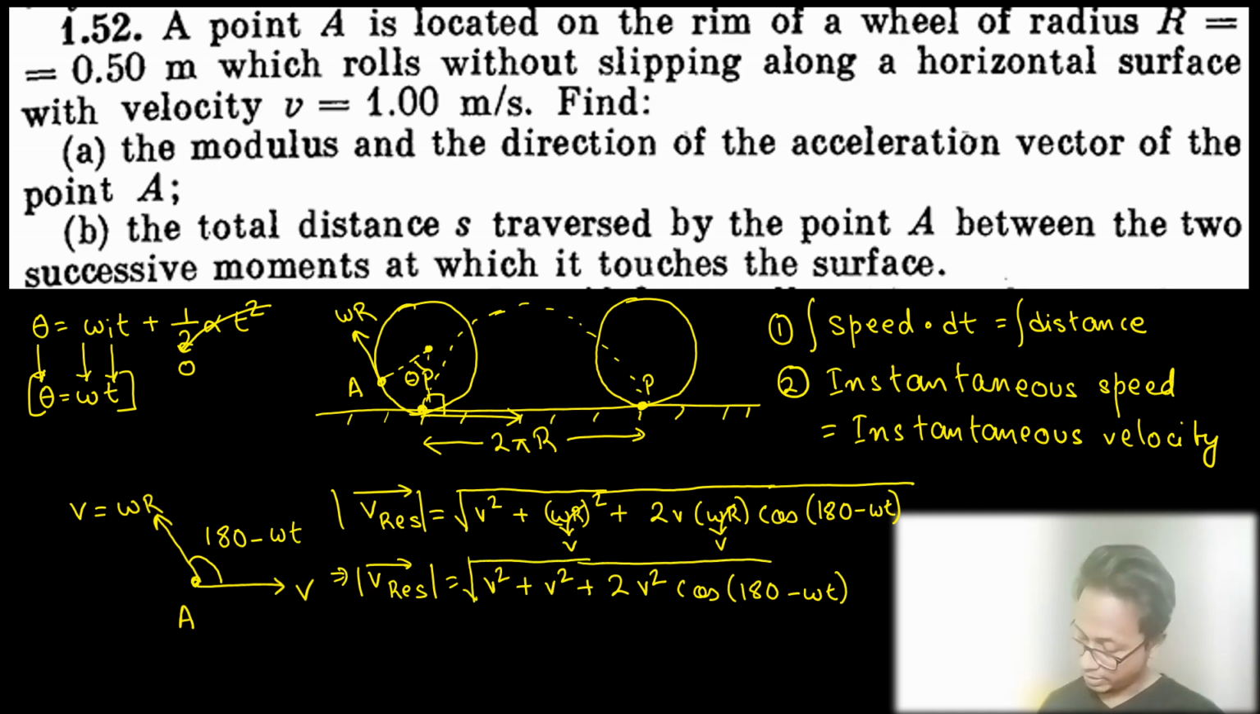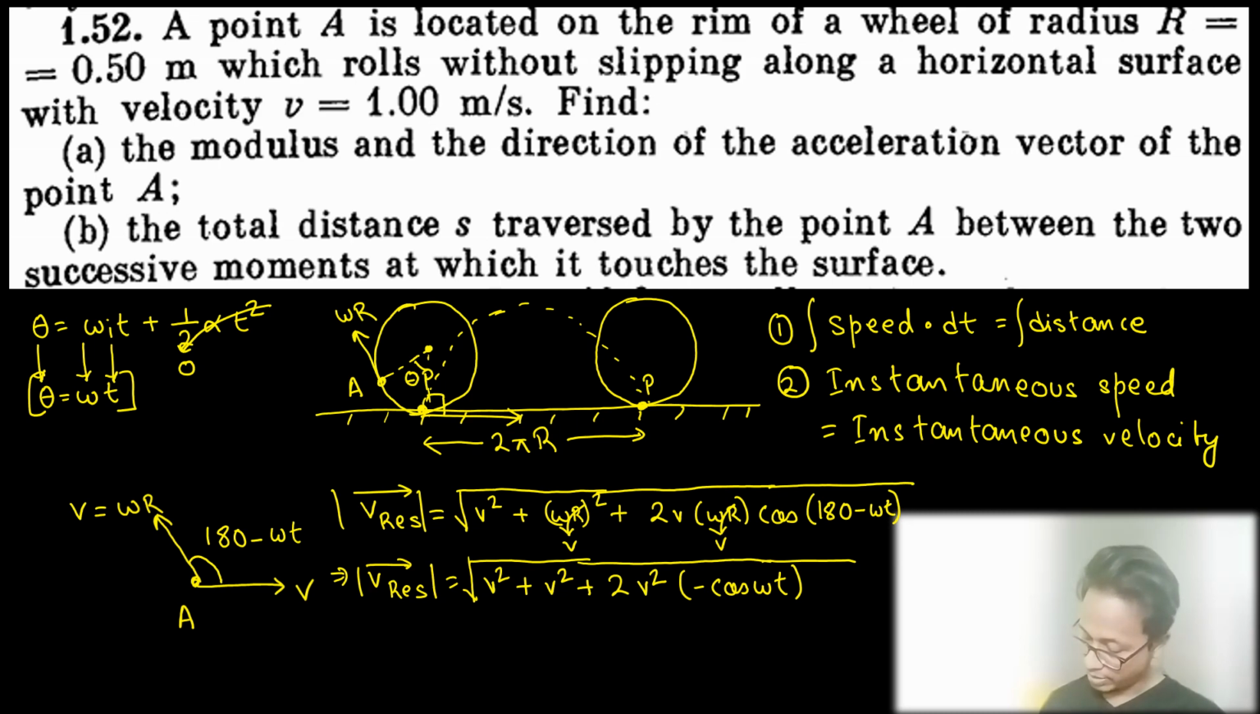Now in trigonometry, there is a formula: cos of 180 minus any angle is minus of cos of that angle. Cos of 180 minus theta is equal to minus cos theta. So can I simply substitute this entire thing by minus cos omega t? Of course. So minus cos omega t.